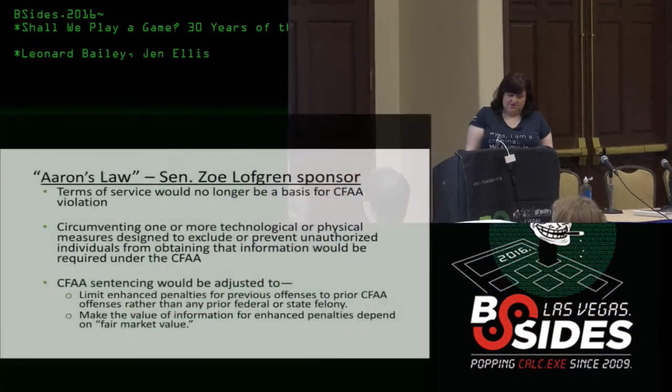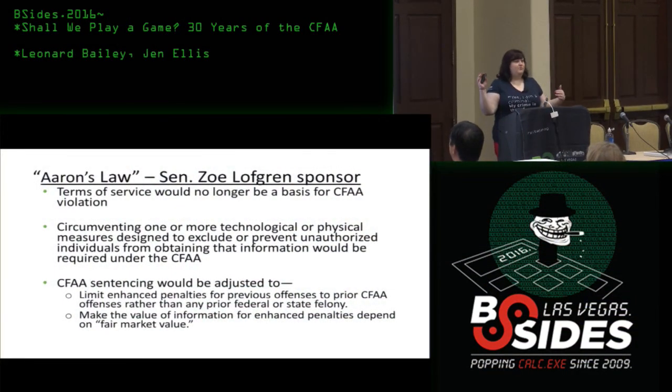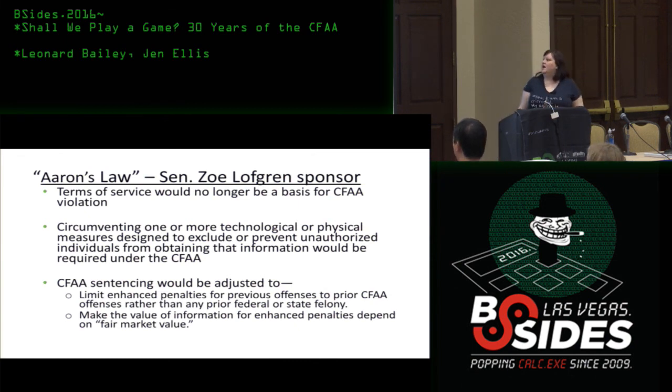All right, so we're going to talk about some of the reform suggestions that have been made in the past couple of years. So the first, the most famous, is Aaron's Law. How many people have heard of Aaron's Law? All right, most of you, so I'm going to be super brief on this. I'm not going to talk about where Aaron's Law came from because you guys are presumably familiar with that story.